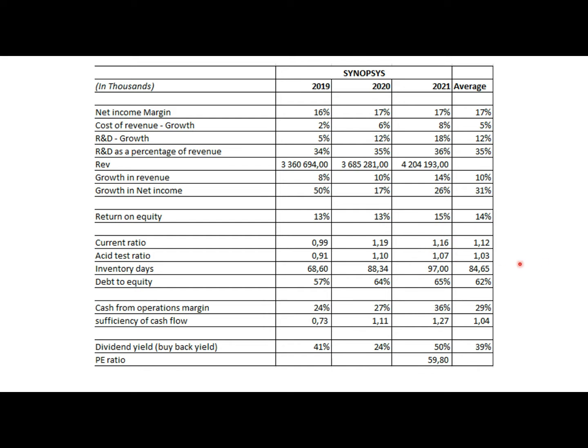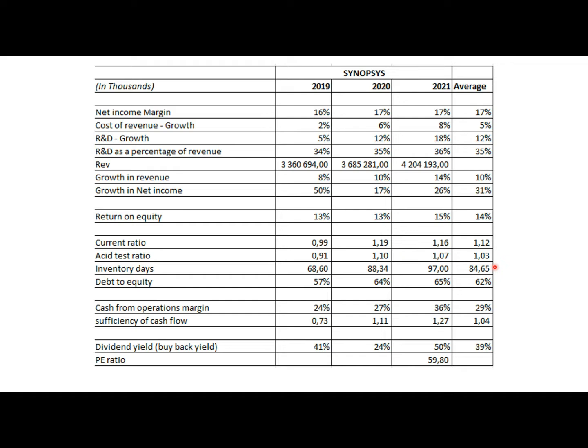Now, quickly moving on to the inventory days. Inventory days are very good. They are outperforming the industry average. The industry average is 101.39 days, or just over 101 days. Synopsys on average holds stock for 84 or 85 days, just over 84 days. So it is a good thing, considering most of its peers hold stock for over 101 days, whereas Synopsys only holds stock for about 85 days.